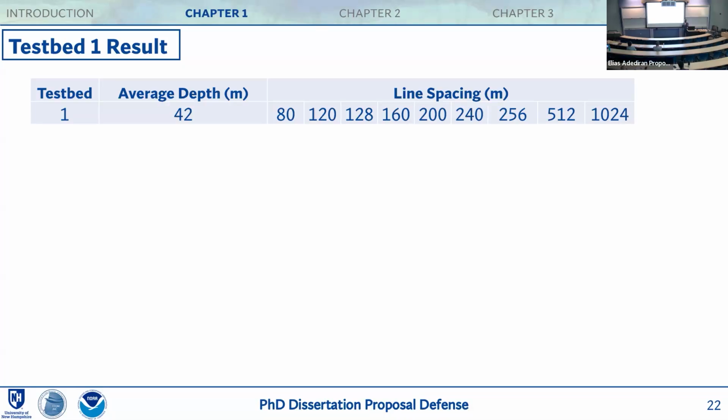Like I said, the different line spacing that we are evaluating is based on 2 to 6 times the average data depth. So for testbed 1, the average depth is 42 meters, and we are looking at all of the listed line spacing. For the sake of this example, I'm just going to take the 128 meters line spacing to show you how the workflow works and what it is doing.